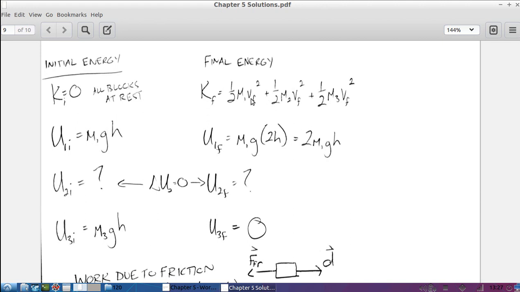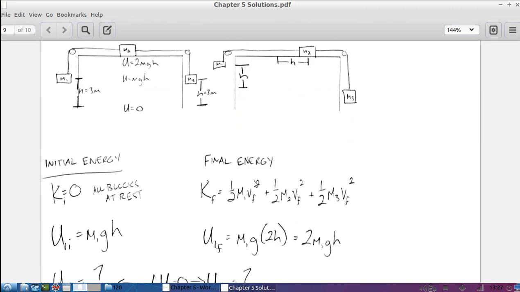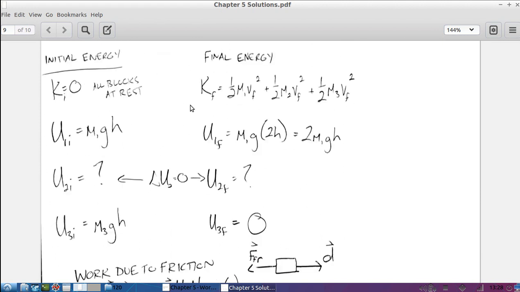Final energy, all three blocks will have kinetic energy. So these are my kinetic energy terms for all three blocks. Like the previous problem, I can factor out the 1/2, factor out the v final squared, and I can rewrite that as one kinetic energy term. How does the potential energy change? I know M3 descends, so M3 is going to have a final potential energy of 0.